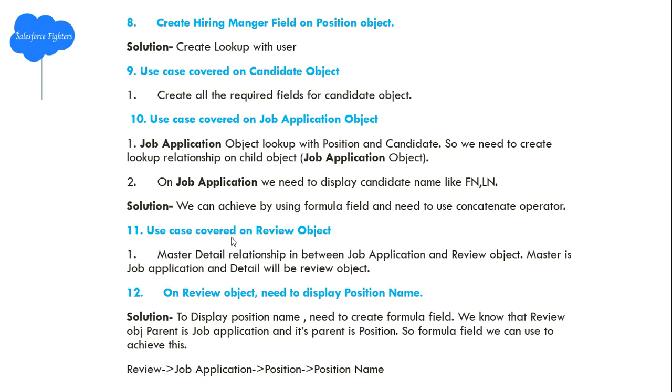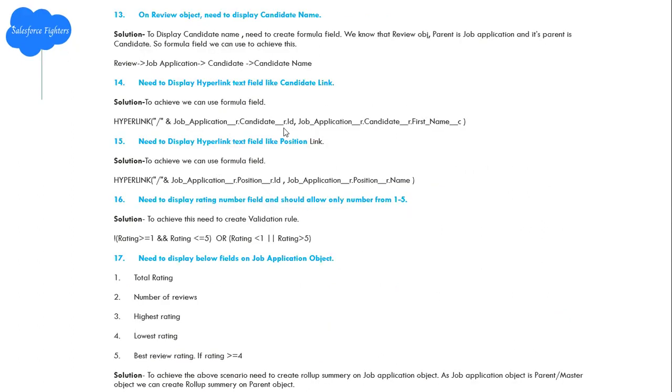Next, use cases covered on the review object. Master-detail relationship between the job application and review object. Master is job application and the detail will be the review object. Next, on the review object we need to display position names. Solution: we need to create formula fields. We know that the review object's parent is job application and its parent is position. So we can use formula fields to achieve this: review, job application, position, and position name.